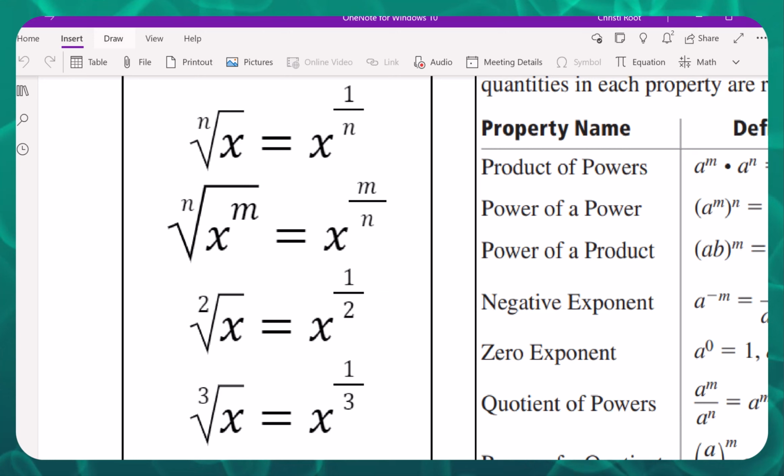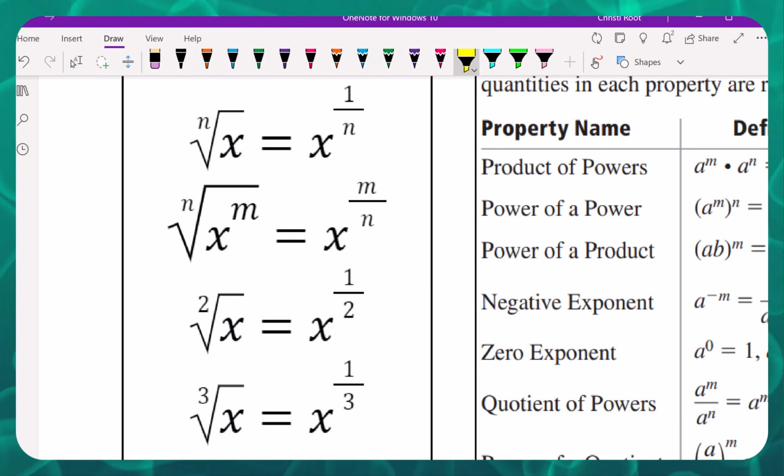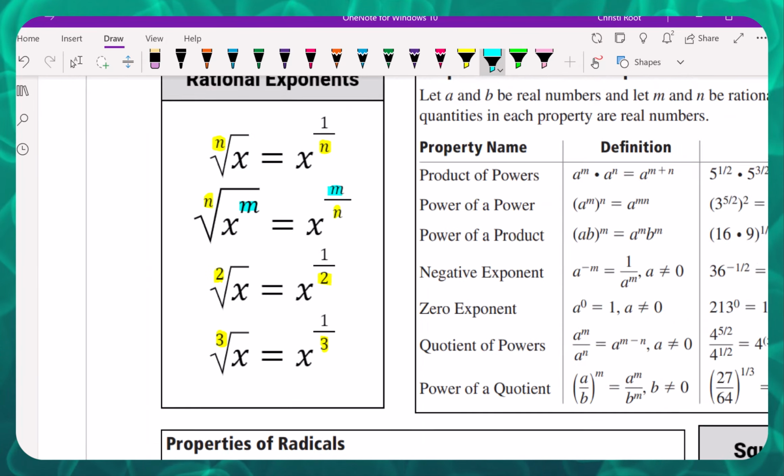If you notice, this is kind of like a generic pattern right here. Anytime you have a root, you can rewrite it. Instead of using a radical symbol, you can use a fraction exponent. That's what's called rational. So whatever root this is needs to be the denominator of the fraction exponent. So if you see a square root, that is to the power 1/2. Cube root is to the power 1/3. And if there is another power on the x or whatever that is right here, it's going to be the numerator when you change it.